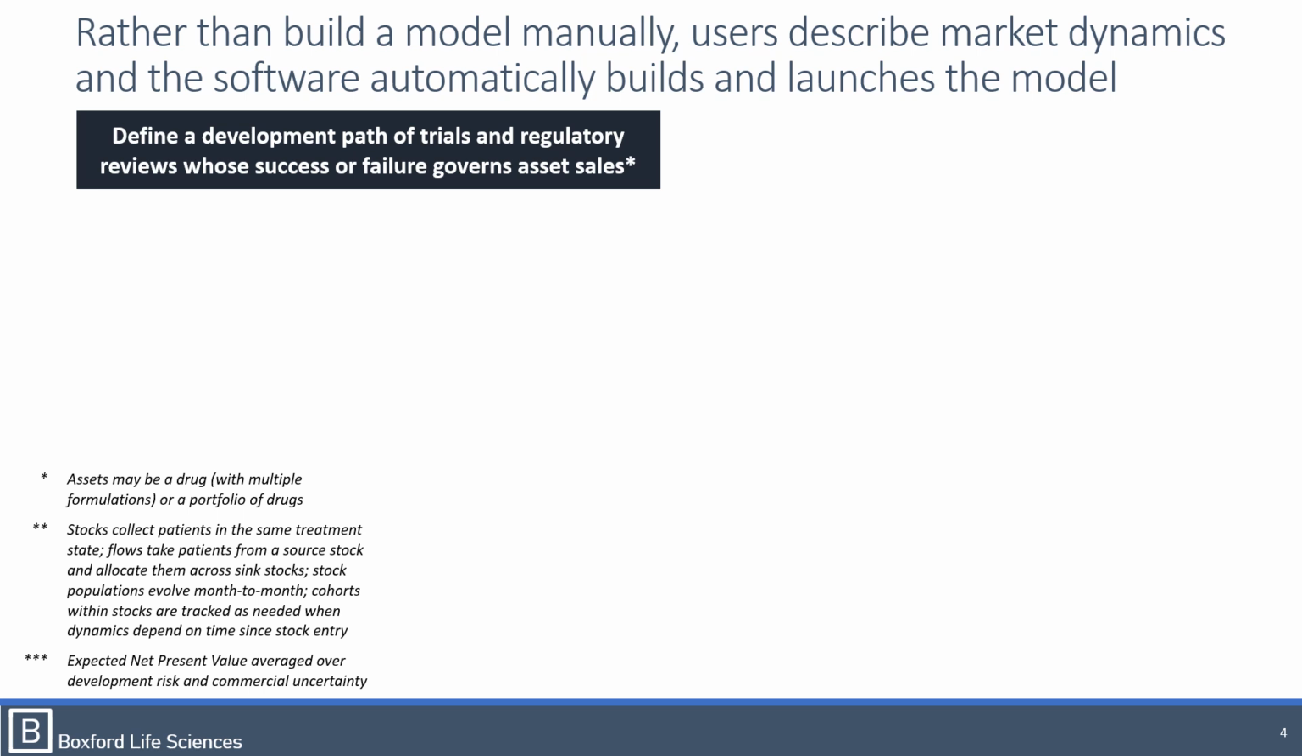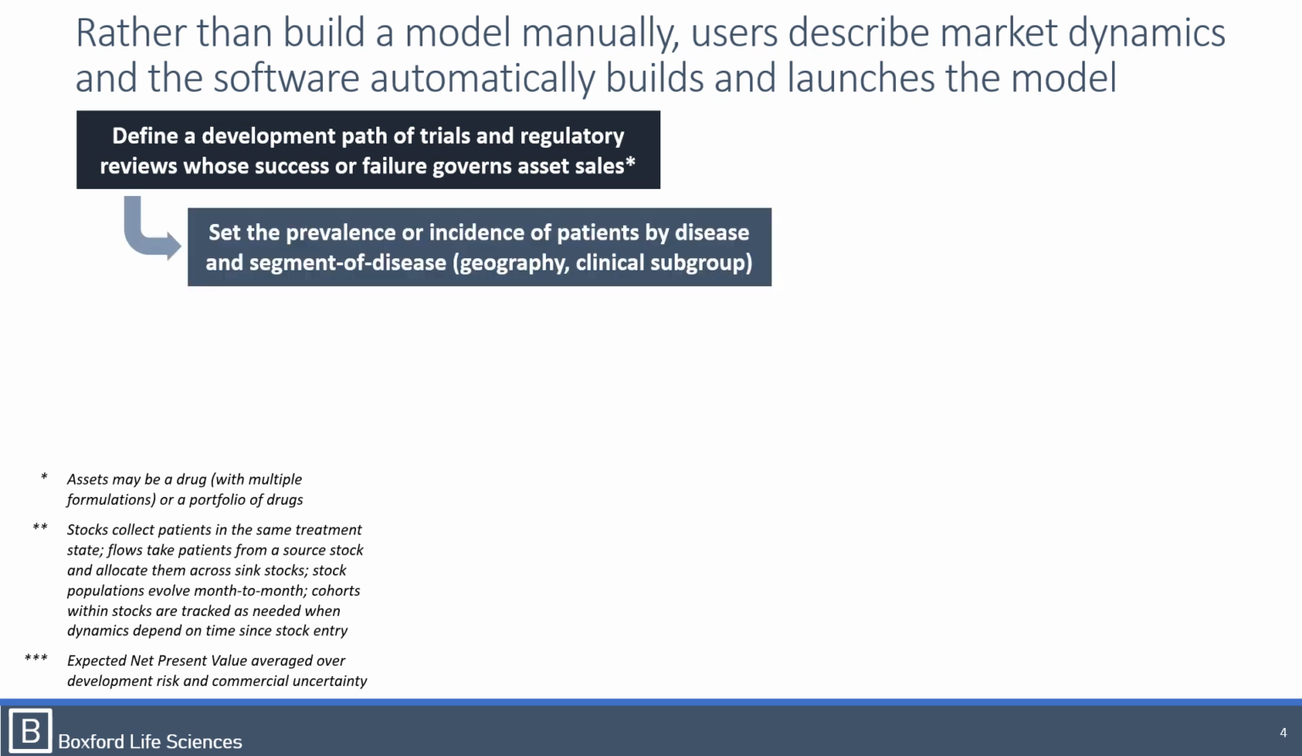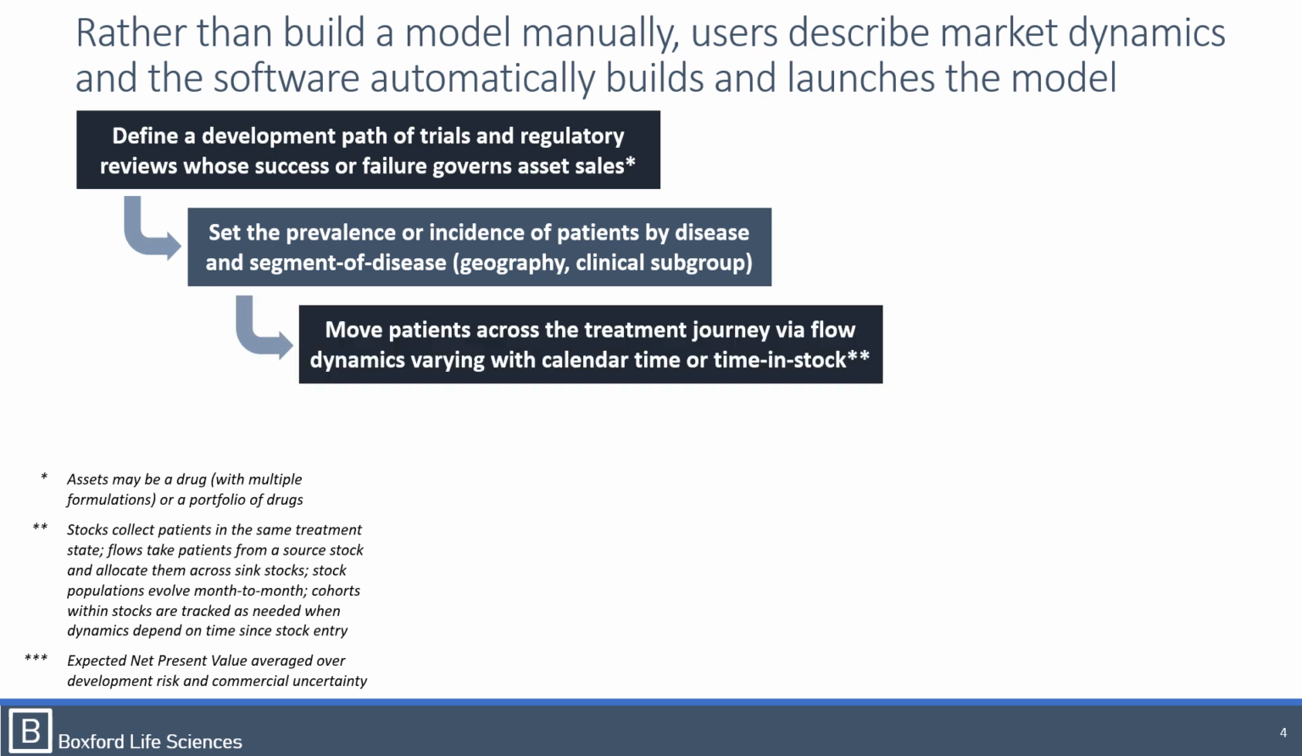First, we define a development path of clinical trials and regulatory reviews whose success or failure governs the sales of the asset. Next, we set epidemiology, either prevalence or incidence of patients by disease and segment of disease, which could be defined by geography or by clinical subgroup. We then move patients across a treatment journey that's described via flows and stocks, where stocks are individual states in the disease and flows are movements of patients from one state to the next.